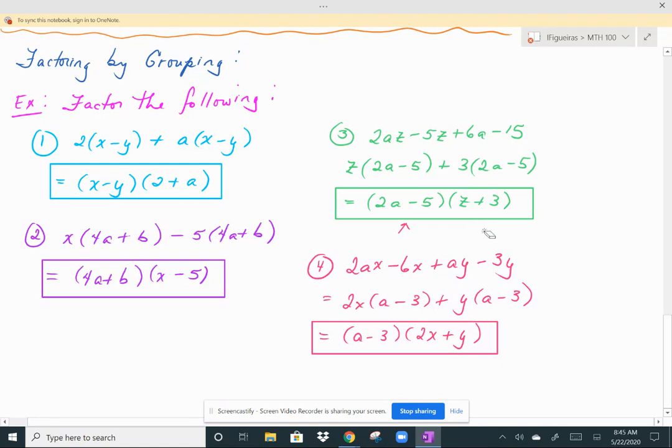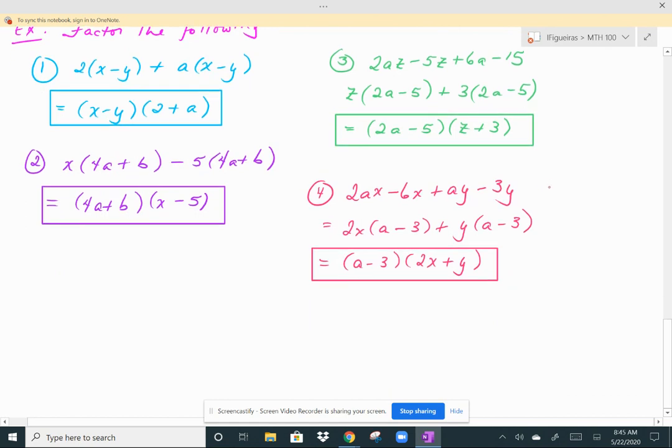All right, let's do one more like that. Again, here are 4 terms: 2ax minus 6x plus ay minus 3y. Again, looking at them collectively, all 4 of them do not have a common factor, but in pairs they do. So the common factor for 2ax minus 6x is 2x. The second pair has a common factor of y. So in the second line, I factored out that GCF from each pair. So you're left with 2x times a minus 3 plus y times a minus 3.